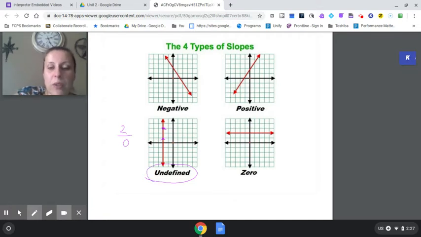For the horizontal line, if I pick 2 points, again, I'm going to pick 1, 2, and let's say 3, 2. Now we see that the rise is 0. We're not rising at all to go from one point to the next. We're just running 2. And 0 divided by 2 is 0. So that's why we get 0 slope for those horizontal lines and undefined slope for the vertical lines. Of course, we could have negative and positive slopes as well.